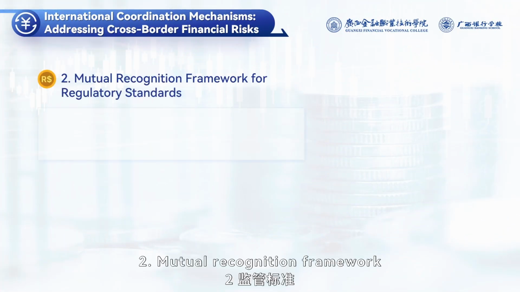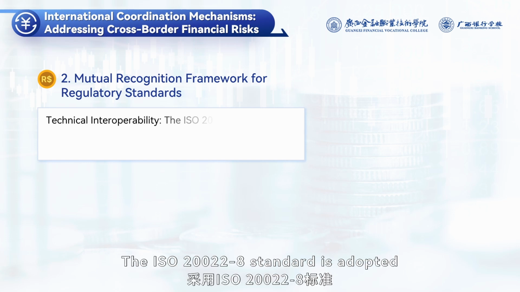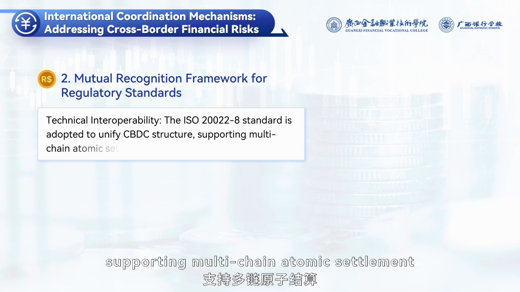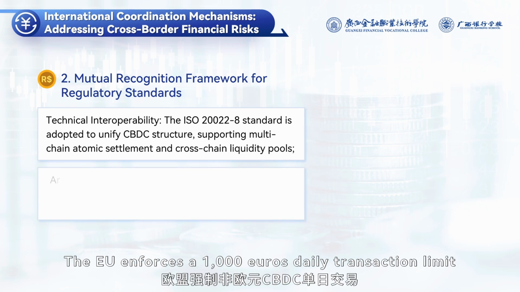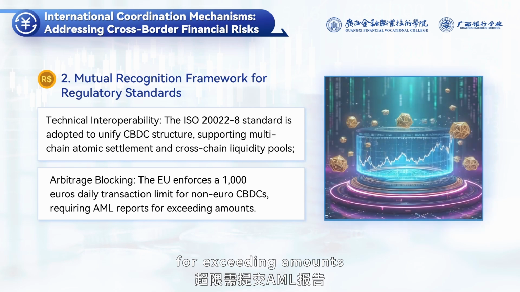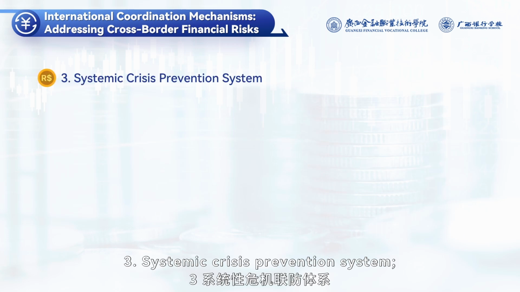2. Mutual Recognition Framework for Regulatory Standards. The ISO 20022 standard is adopted to unify CBDC structure, supporting multi-chain atomic settlement and cross-chain liquidity pools. The EU enforces a 1,000 euros daily transaction limit for non-euro CBDCs, requiring AML reports for exceeding amounts to effectively block regulatory arbitrage. 3. Systemic crisis prevention system.